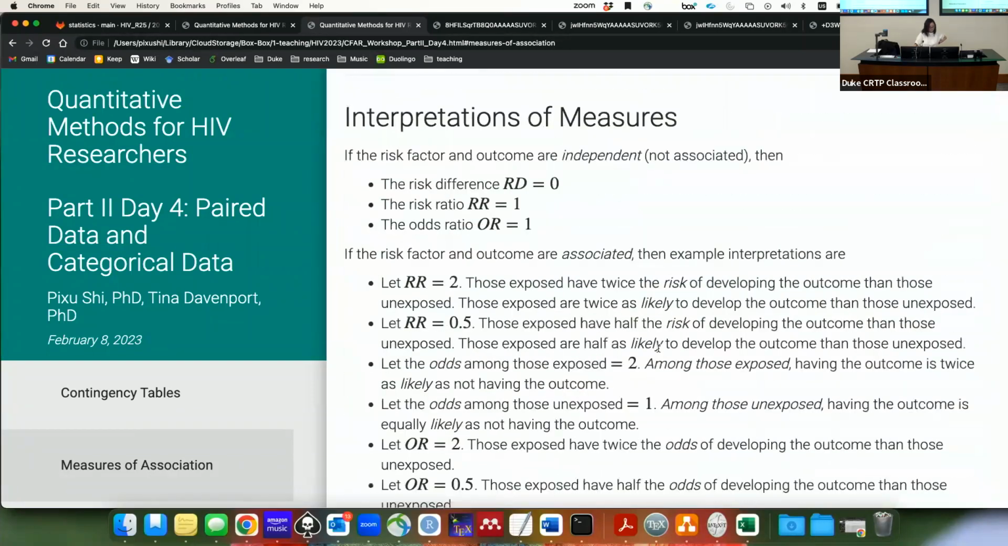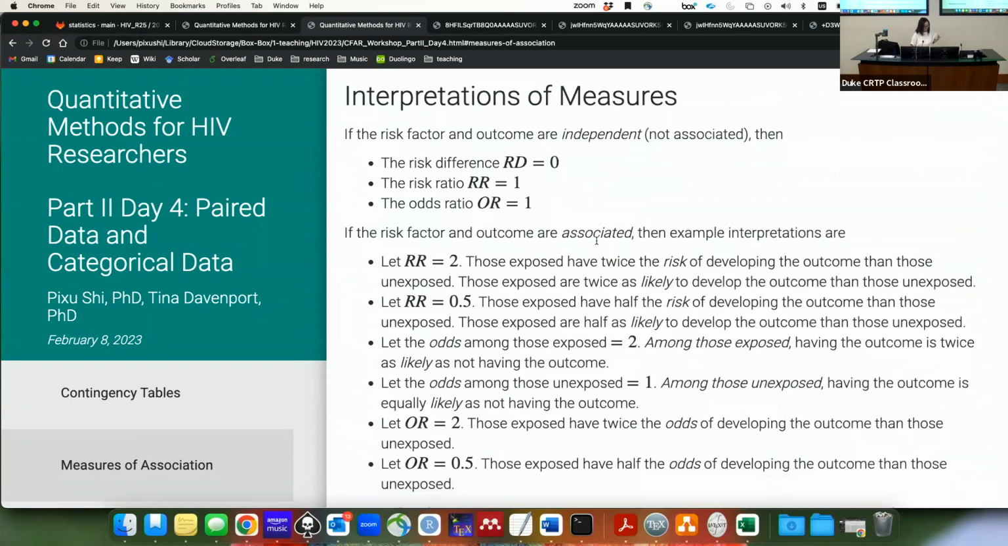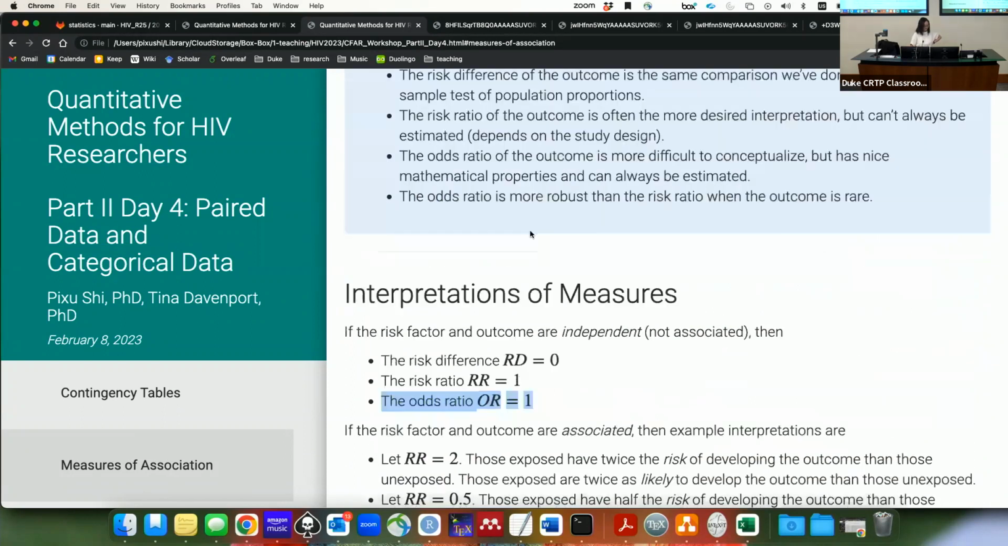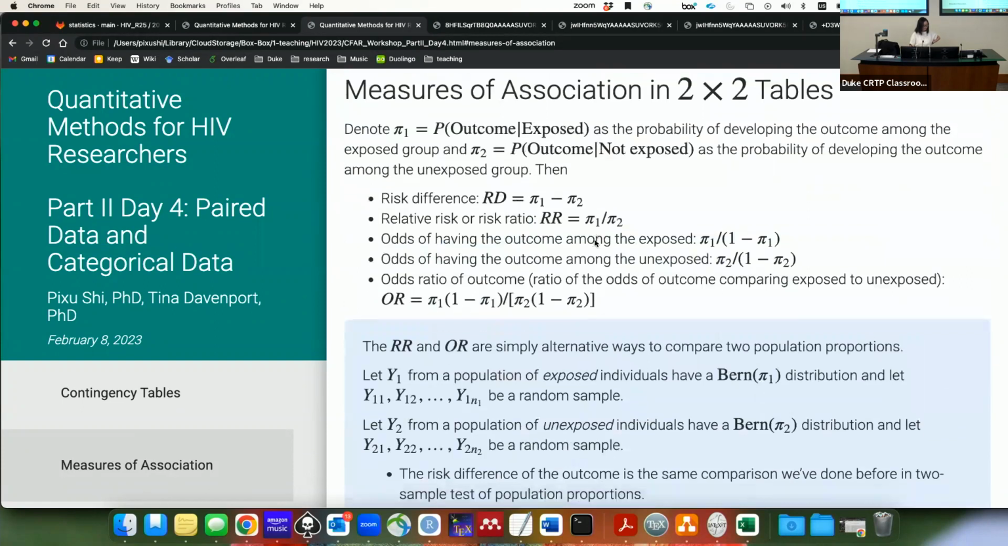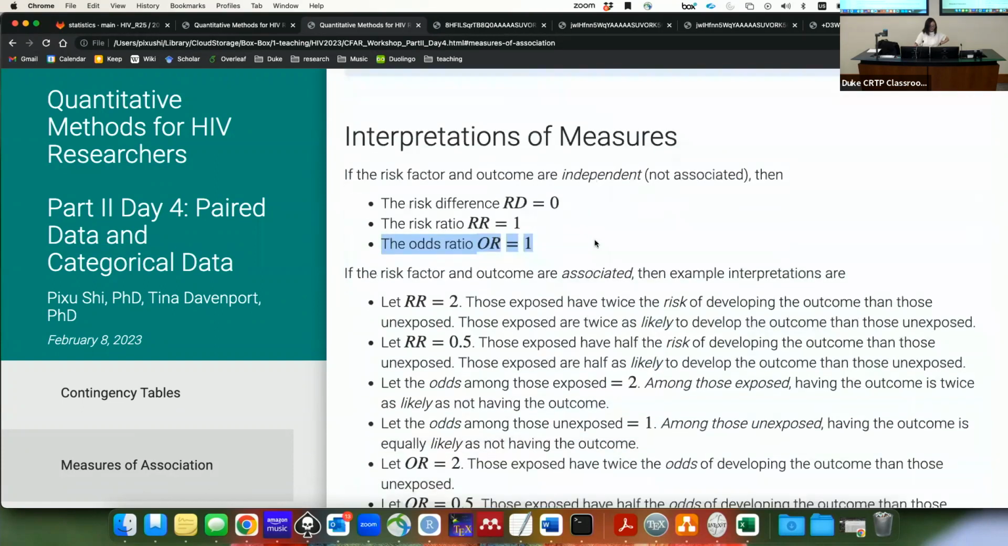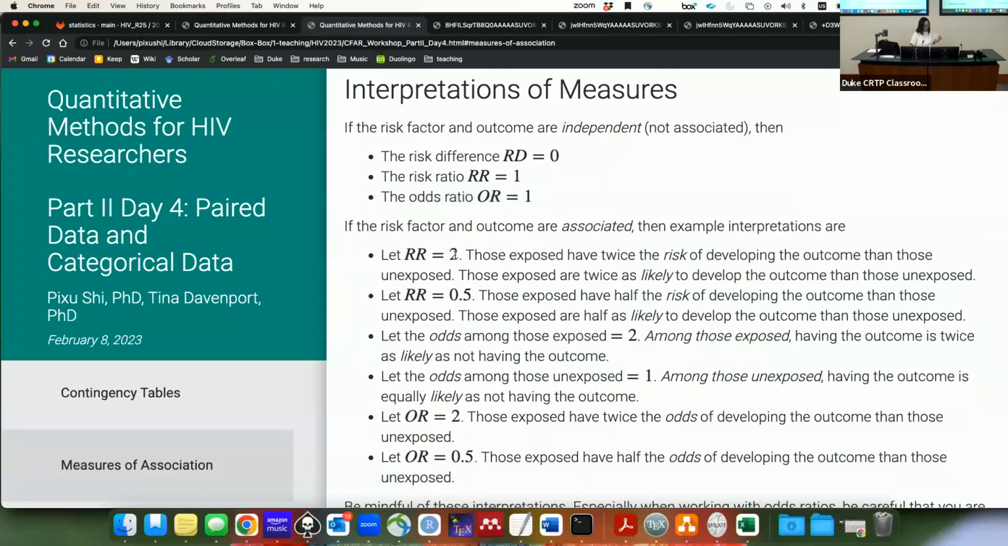So here, when we try to interpret those things under the null hypothesis, if your risk factor exposure is independent of outcome, then you would expect the risk difference to be 0, the risk ratio to be 1, and the odds ratio to be 1. Those three are equivalent because they all mean that pi 1 is equal to pi 2. But the interpretation of the values will be different for the risk ratio and the odds ratio.